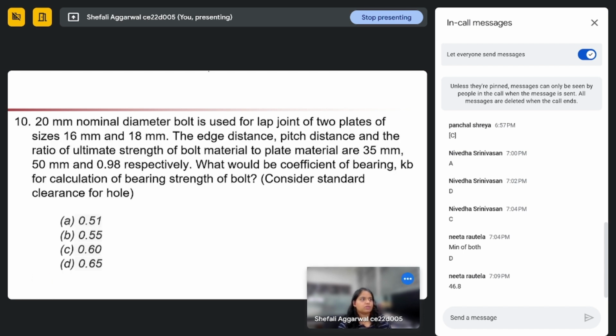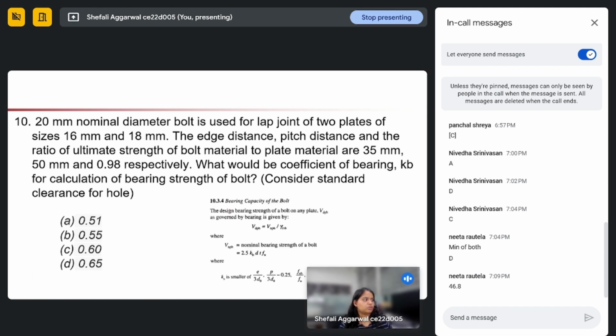Next question. A 20 mm nominal diameter bolt is used for a lap joint of two plates of size 16 mm and 18 mm. The edge distance, pitch distance, and the ratio of ultimate strength of bolt material to plate material are given as: edge distance is 35 mm, pitch distance is 50 mm, and ratio of ultimate strength is 0.98. What would be the coefficient of bearing KB for calculating bearing strength?